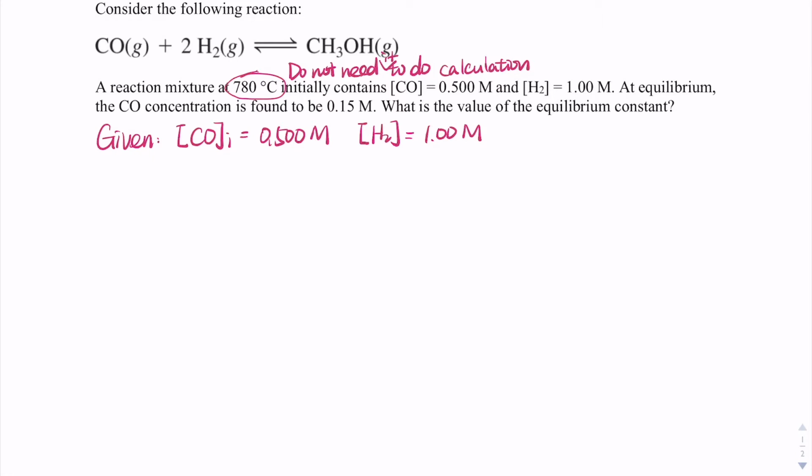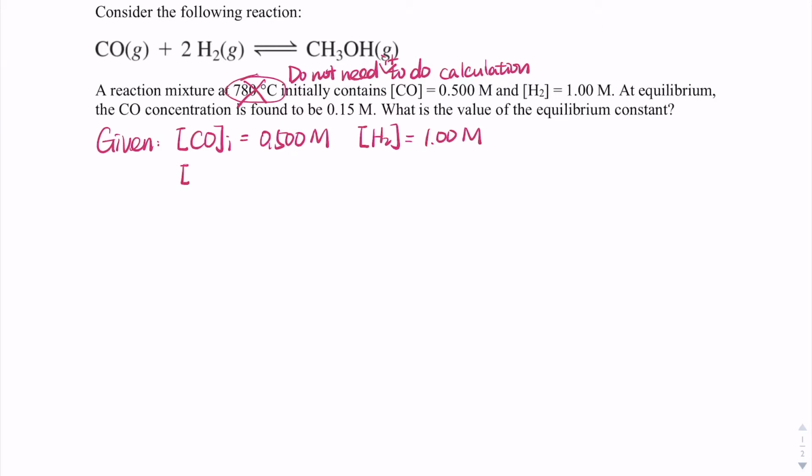The equilibrium constant is sensitive to temperature, so we need to mention the temperature. However, you don't need it for the calculation. And then at equilibrium we have the concentration of carbon monoxide. I'm gonna use EQ to represent the concentration at equilibrium, which is 0.15, and we're looking for the Kc.